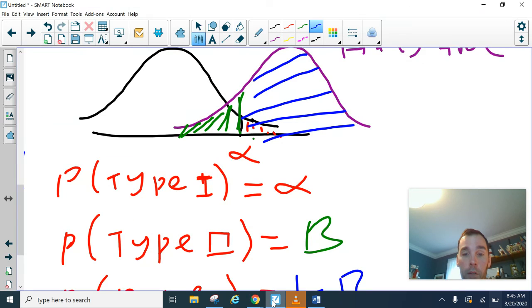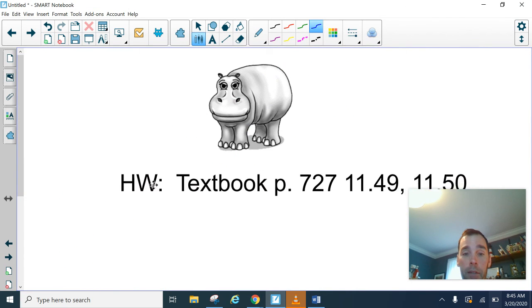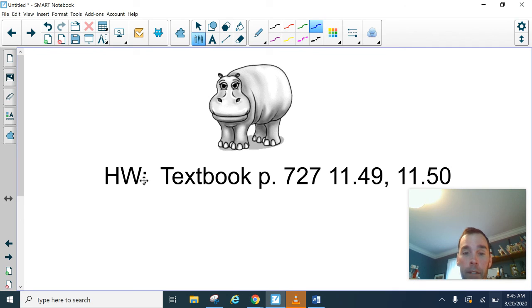So I put a couple homework questions up here for you. And a hippopotamus, oh my goodness, it's a friendly hippopotamus. So from the textbook, page 727, 11.49, 11.50, please email me if you have any questions on anything. I'll be happy to go over it again, or I'll go over the homework questions if you have problems on them. But the homework's on type 1 and type 2 error.